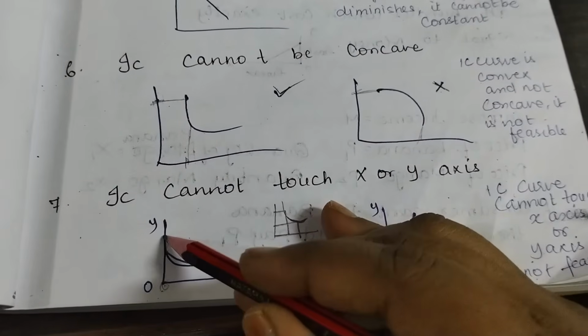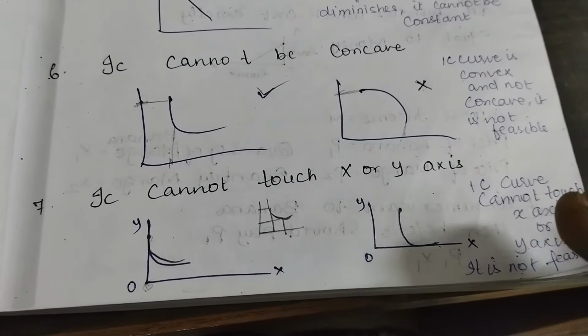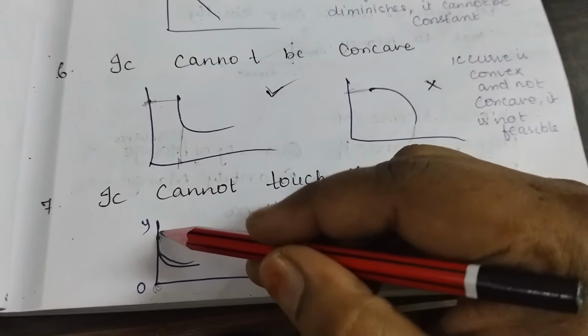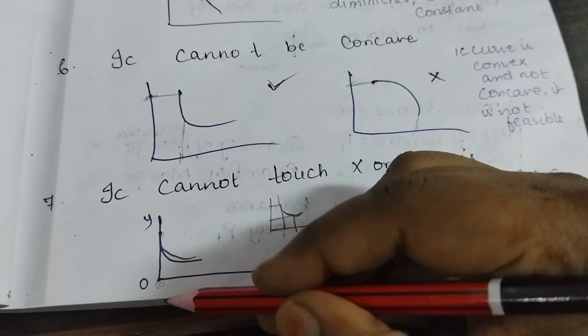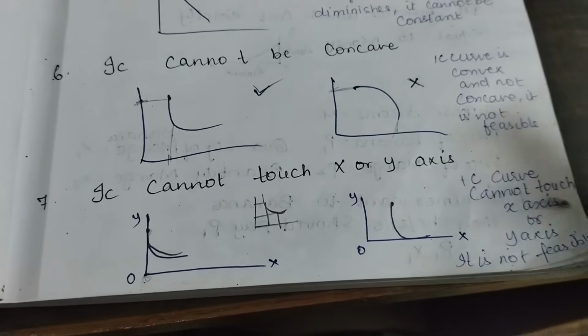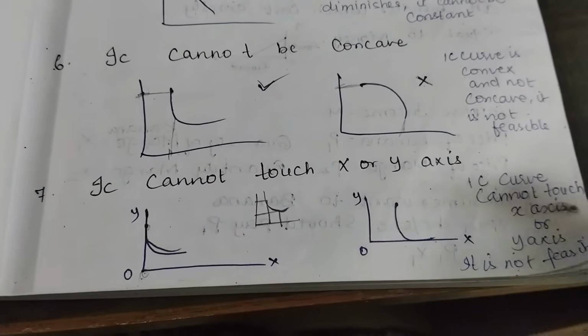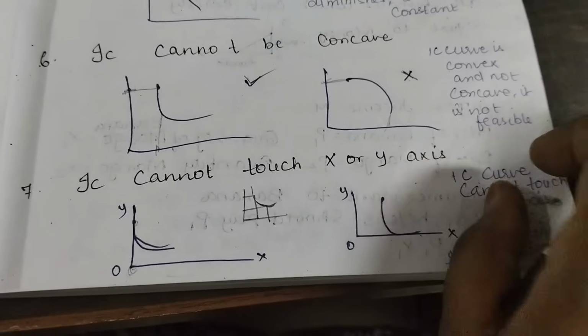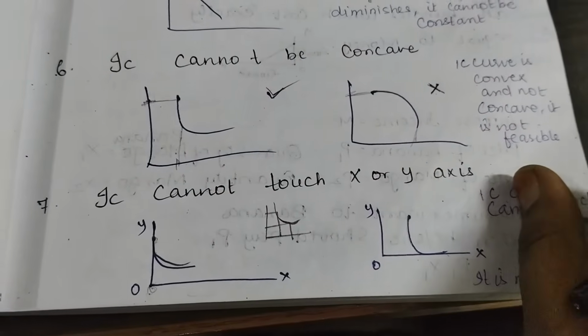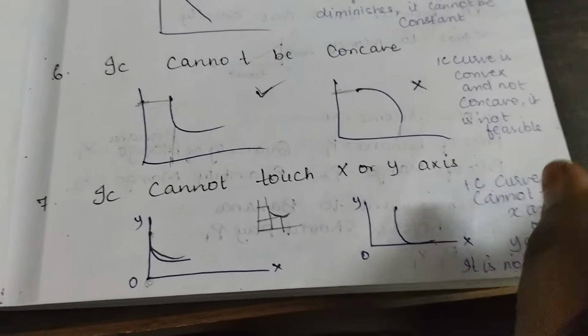It can touch neither the x-axis nor the y-axis, because if it touches either axis, it means the other commodity is chosen as 0, which is not possible because an indifference curve itself is a set of two commodity combinations. So you cannot choose one commodity over the other, or else it is not feasible.